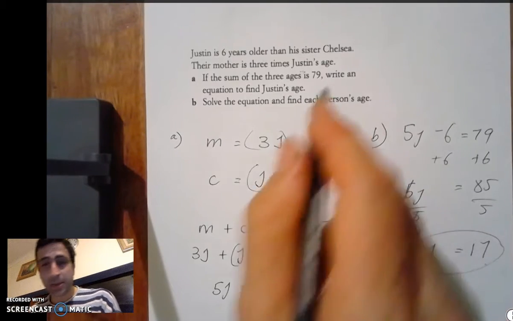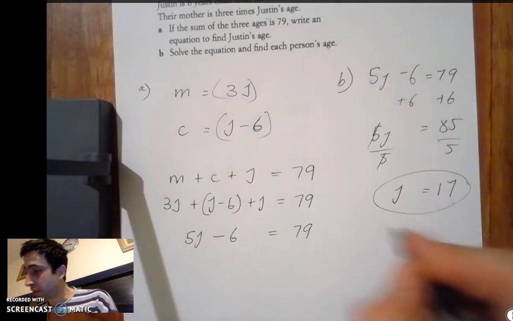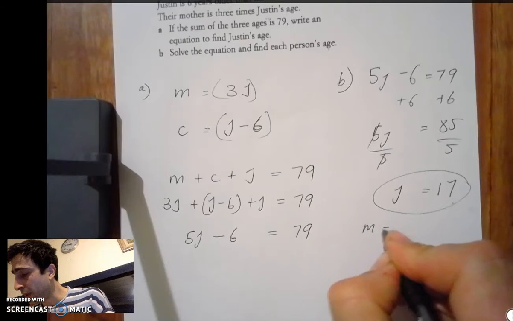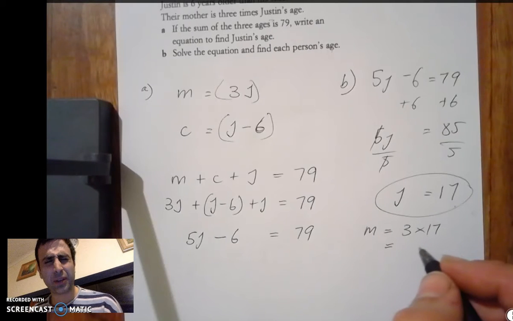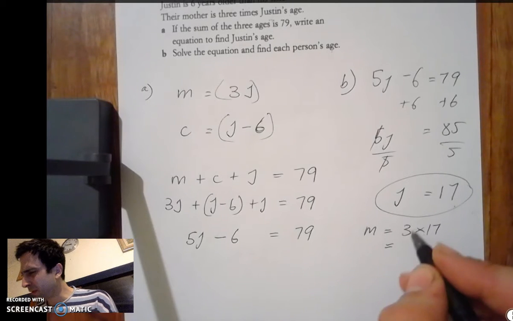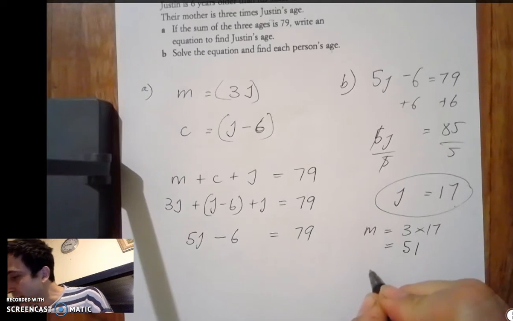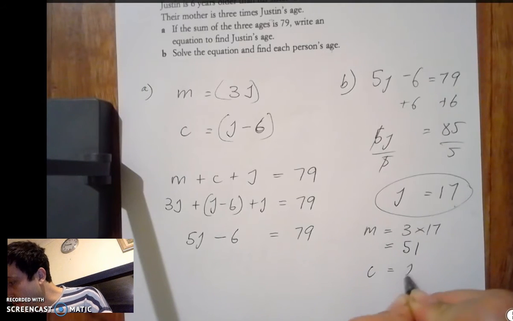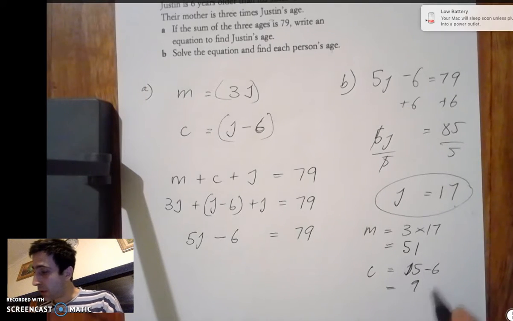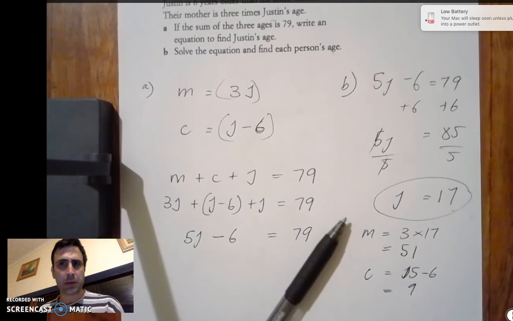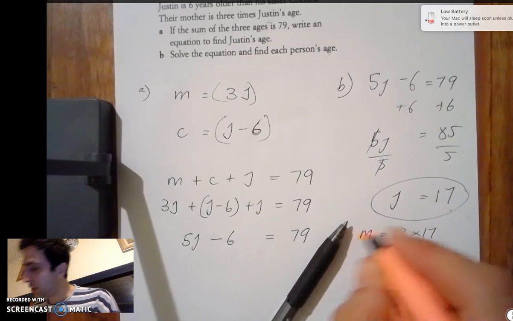And now, this is that same thing before. We know what Justin is, but that's not our answer. We're finding each person's age. So that means Mum has to be 3 times 17. What's 3 times 17? I can't even do that. I'm that tired. That's 30 plus 21. It's 51. And that means that Chelsea is Justin minus 6, which is 17 minus 6, which equals 11 years old. Chelsea is 11, Mum is 51, and Justin is 17.